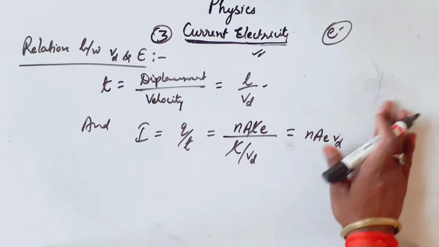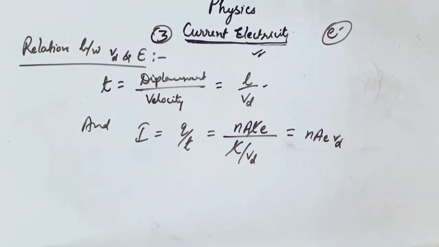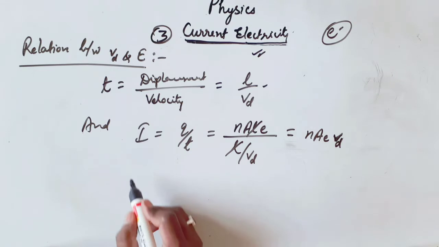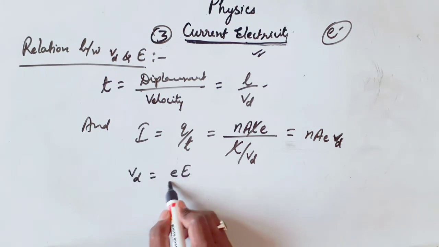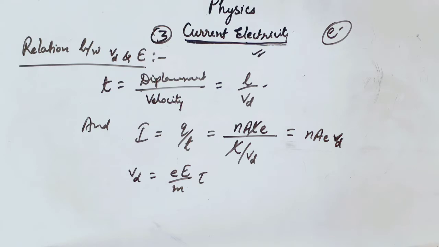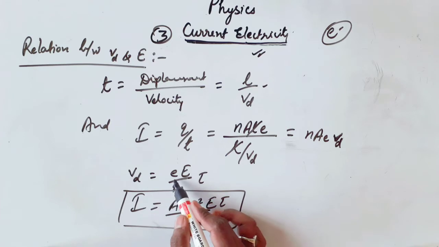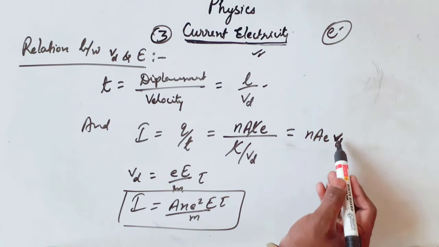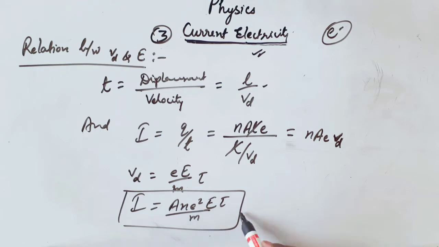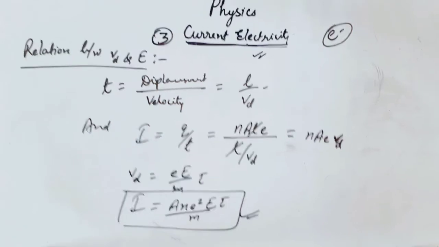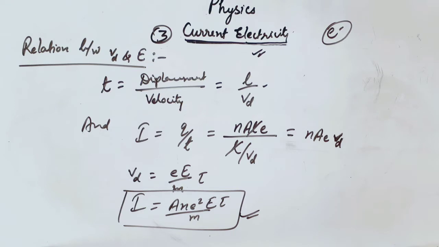Now we will place the value of Vd. As we know, Vd is equal to eE upon m into tau. So I will be equal to A n e square E tau divided by m, because the value of Vd is eE tau upon m. At the place of Vd we write it, and we get I equals A n e square E tau upon m. This is also an important derivation of this chapter.